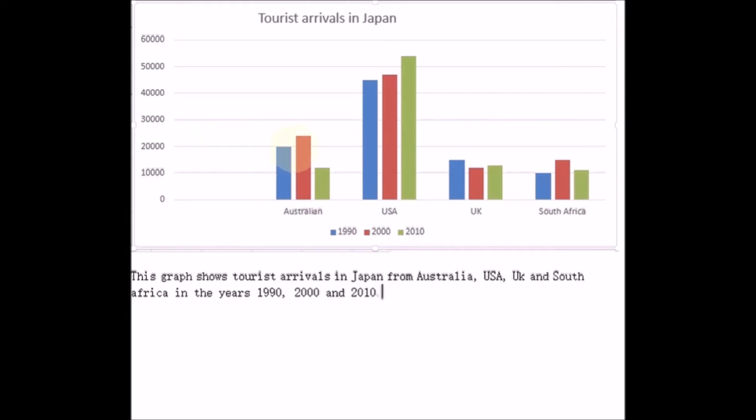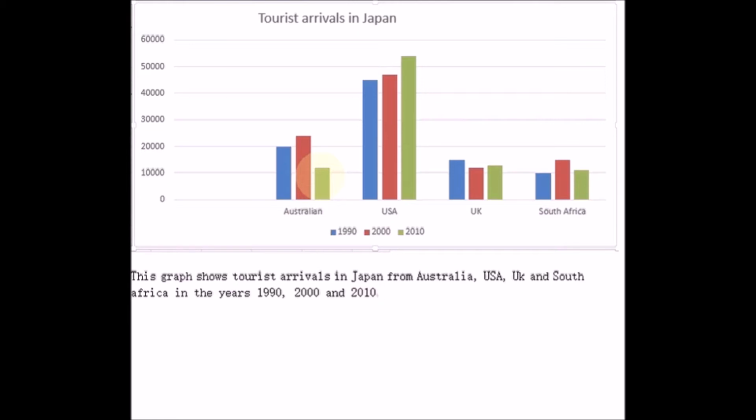It then increased to how much is that? If you're not sure, you can definitely be sure that it's over 20,000. Okay? And then what happened in 2010? In 2010, it fell. The number of tourists arriving in Japan from Australia fell to just a little over 10,000.